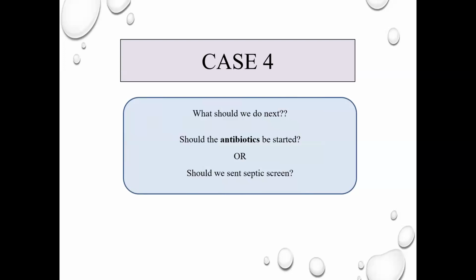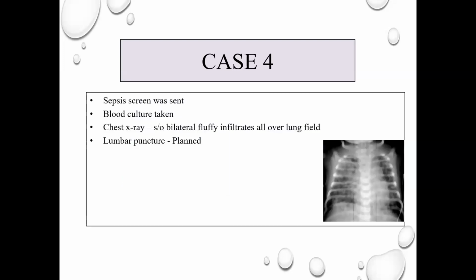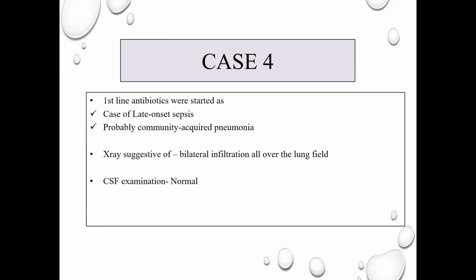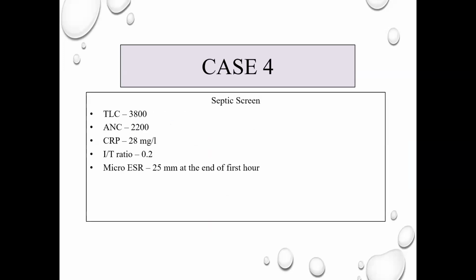So should the antibiotic be started straight away, or should we send a sepsis screen? What should we do next? Can somebody type? So in our unit, even if the suspicion is strong, we send the sepsis screen, which helps us decide. Actually, in this particular case, a strong clinical suspicion was there, so culture was also taken straight away. The reports were also positive. So first line antibiotics were started as a case of late onset sepsis, and lumbar puncture was also planned.